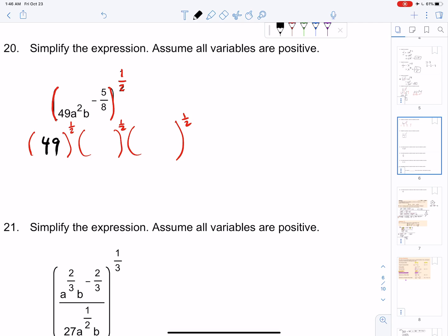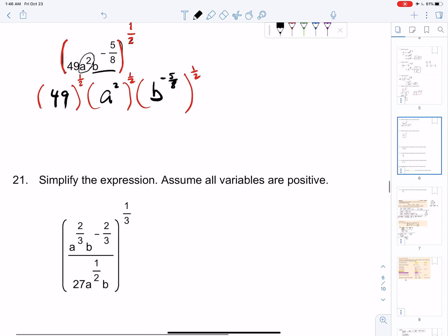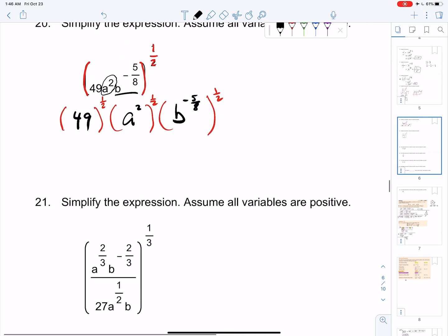But 49 must be raised to the 1/2. And then what about this? This thing is so squished together, but a squared must be raised to the half. And finally, b to the nasty negative 5/8, yuck, must be raised to the 1/2 power. Now you might be realizing that something raised to the 1/2 power is just a square root, right? And what's the square root of 49? Well, this is just going to become 7.